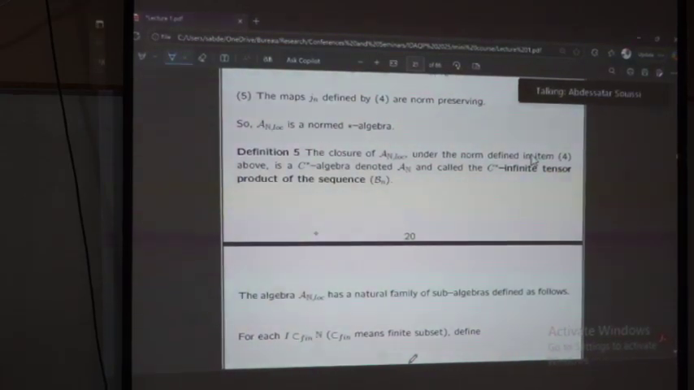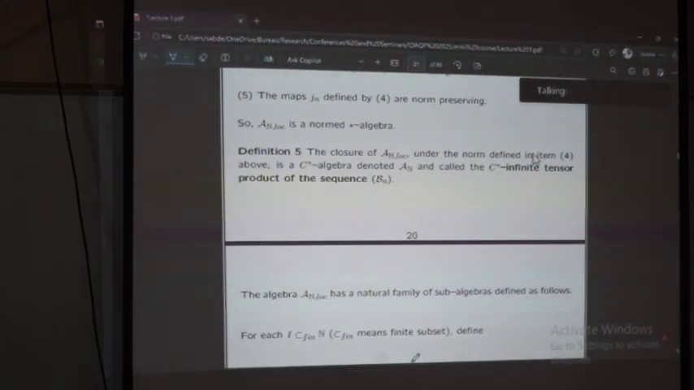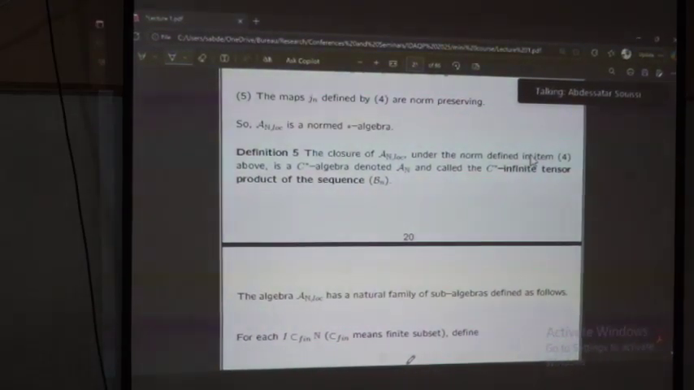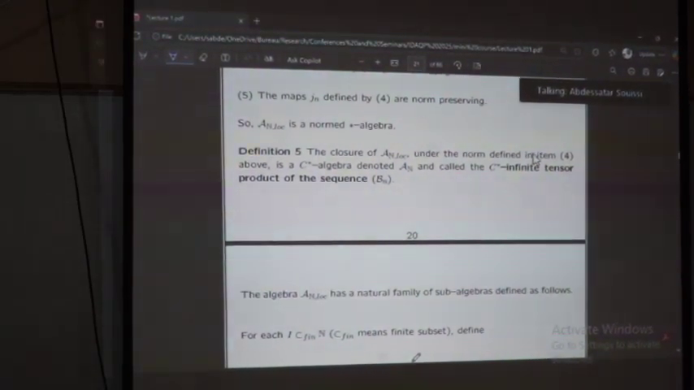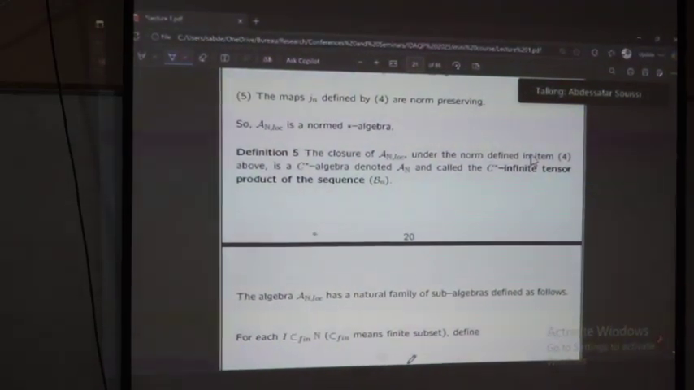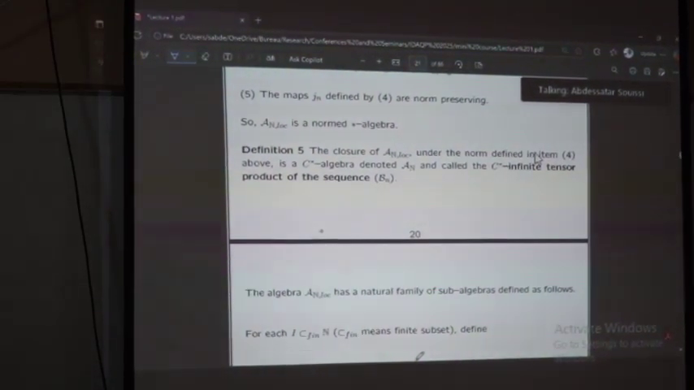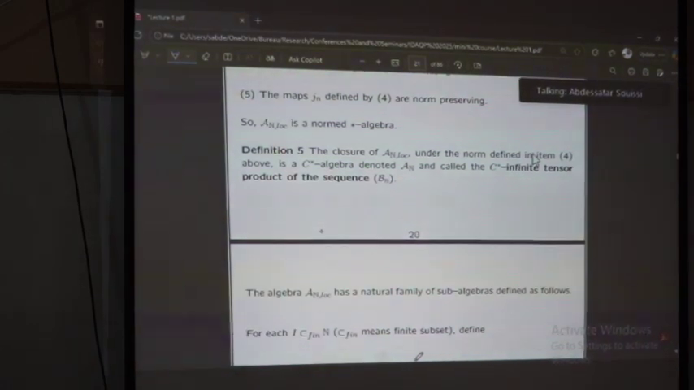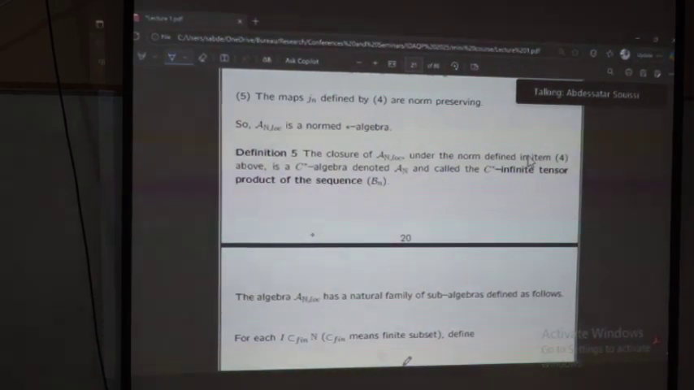And the system algebra, which is the quasi-local algebra, is defined as the closure of this algebra A_n. It turns out that it's a star algebra through the defined operations, and then it has a closure, which is the tensor product of the algebras B_n.